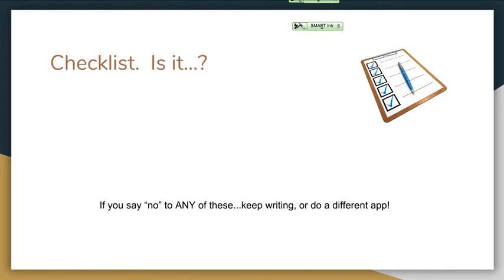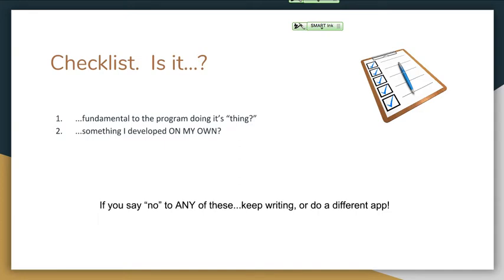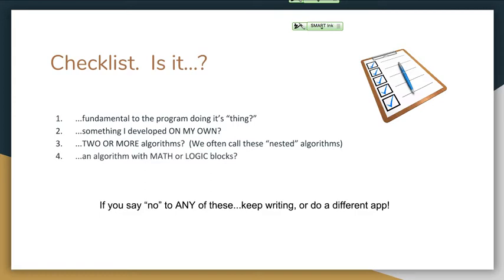So let's go through that together. It's a checklist, and you have to be able to check off all of these. First of all, is it fundamental to the program doing its thing? Secondly, is it something I developed on my own? I didn't count on anybody else to do it. Third, does it have 2 or more algorithms? In other words, we often call these nested algorithms because they all work together. 4, does the algorithm include math or logic blocks? That's essential. And then finally, is this something I can explain to the College Board? If you say no to any of these, keep writing or do a different app, because you have to say yes to all 5 to get the 3 points required for that.